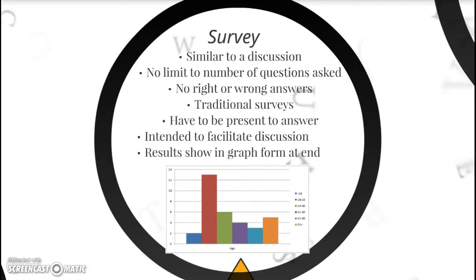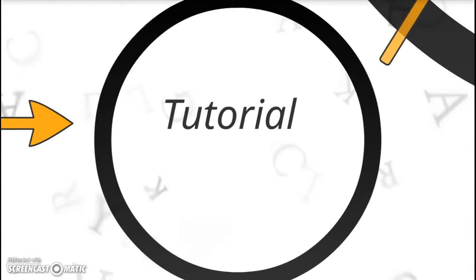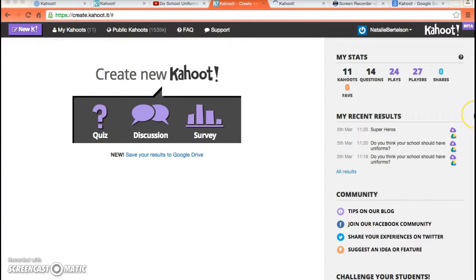Results are shown at the end of each question that is asked in the form of a graph. Now that we have discussed each type of Kahoot, I'm going to show you how to create and use them in your classroom. As you see, here is the home page for Kahoot.